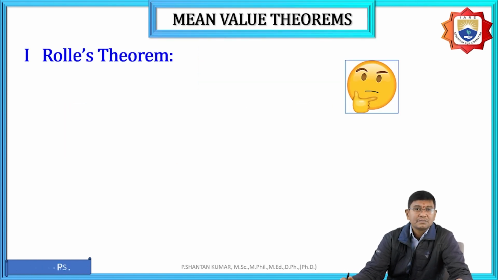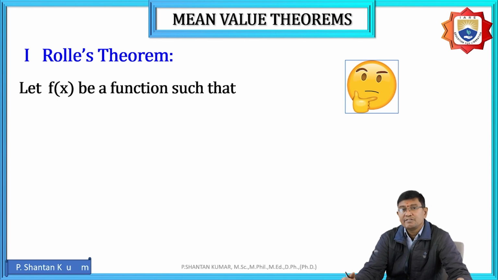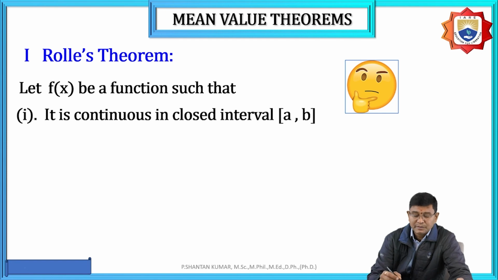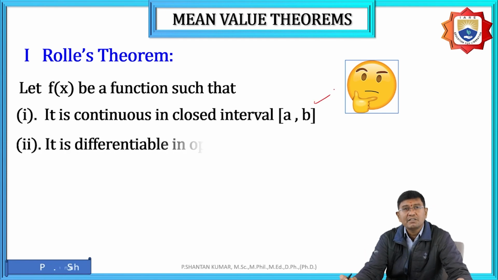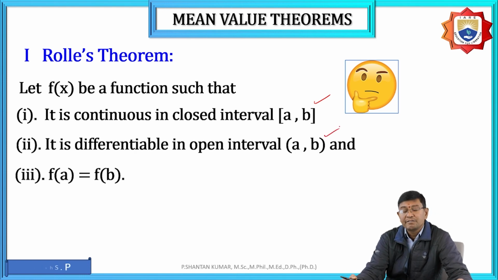Rolle's theorem: let f of x be a function such that, first, it is continuous in the closed interval a comma b. Second, it is differentiable in the open interval a comma b. And third, f of a is equal to f of b. That means these 3 conditions are required to be satisfied. Then only the function is said to satisfy Rolle's theorem.